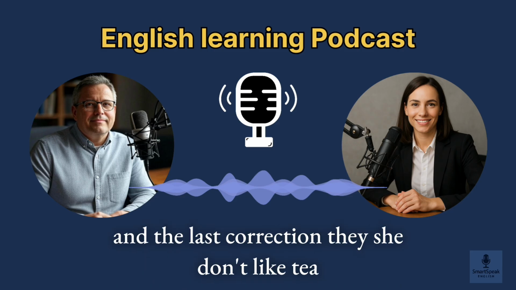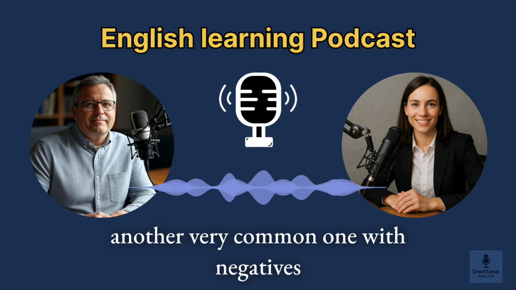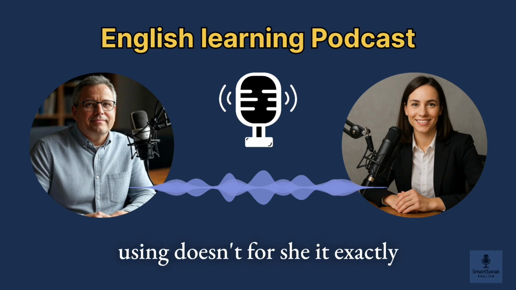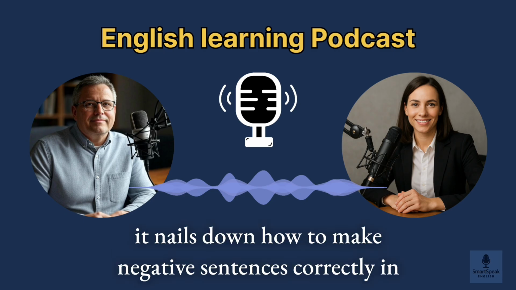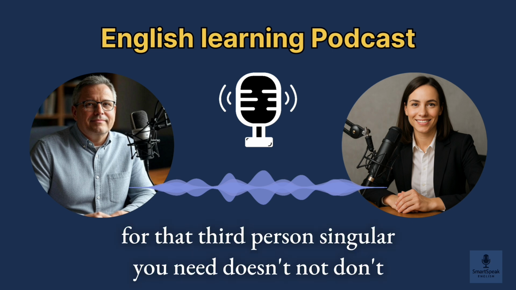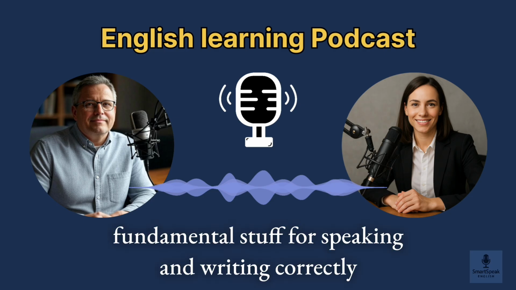That makes sense. And the last correction they mention, she don't like tea. Another very common one with negatives. The fix is she doesn't like tea, using doesn't for she, he, it. Exactly. It nails down how to make negative sentences correctly in the present simple for that third person singular. You need doesn't, not don't. Fundamental stuff for speaking and writing correctly.